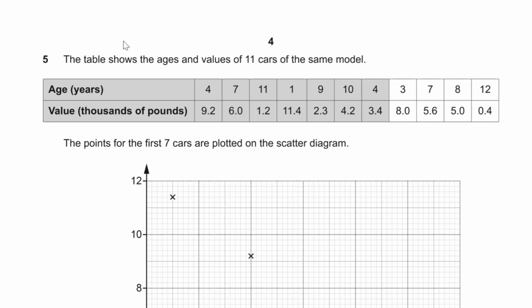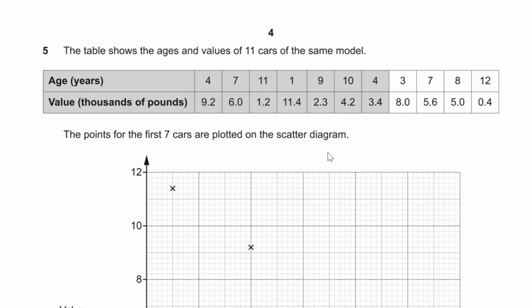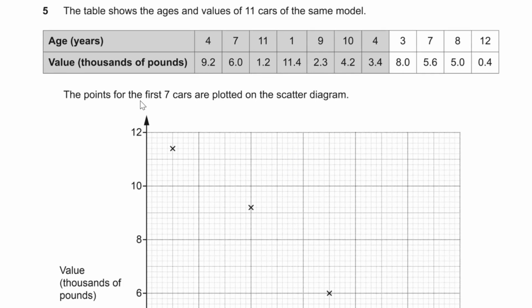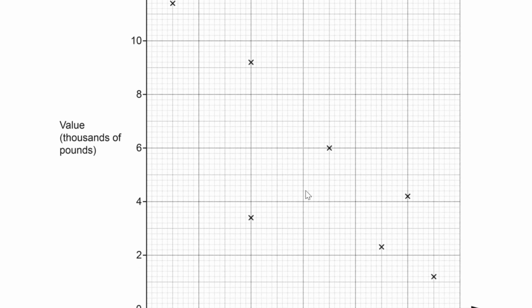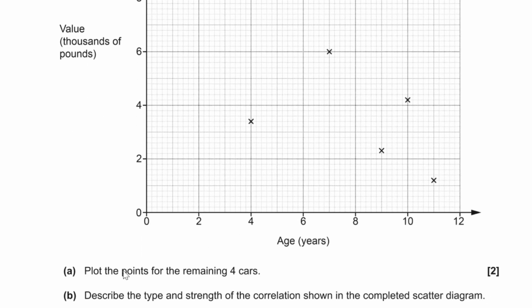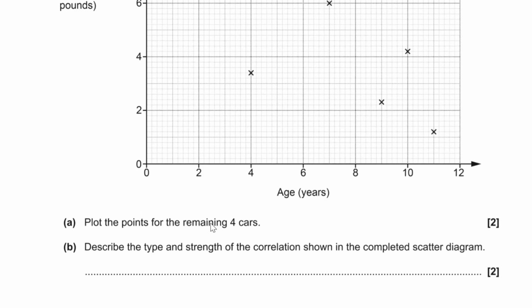Question number 5. The table shows the ages and values of 11 cars of the same model. So we've got the age in years and the value in thousands of pounds. And the points for the first 7 cars are plotted on the scatter diagram, that's what we see here. And for part A, we have to plot the points for the remaining 4 cars.